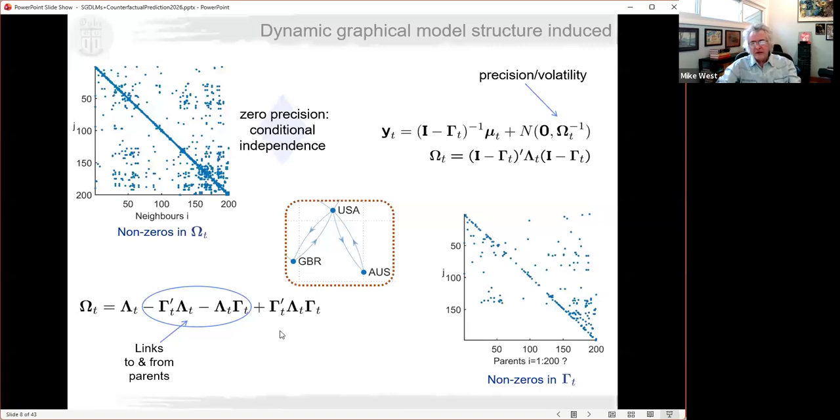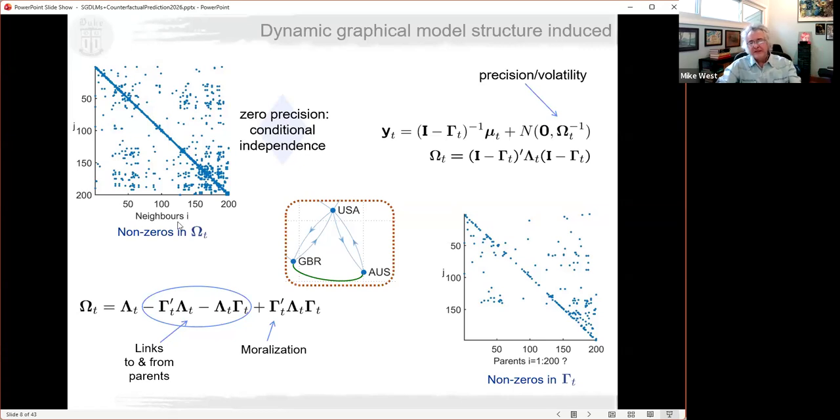The interesting quadratic term here introduces what we call moralization effects. If you're familiar with the graph theory terminology, you'll know about that, but some of you may not be. Well, let's look at this triptych again. USA has parents Britain and Australia. So USA is a child of Britain and Australia, but they're not married. So it's an illegitimate relationship, an immoral relationship. We make it moral by joining up Britain and Australia. And what that means in our example is that it inserts an off-diagonal non-zero in the precision matrix, a conditional dependency between Britain and Australia because they're linked through their common child.